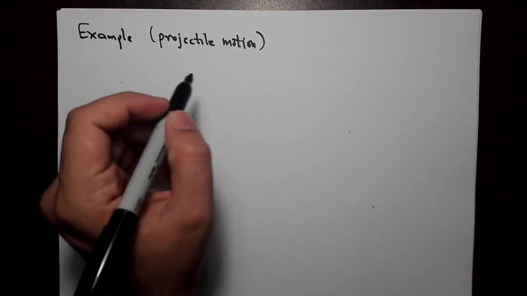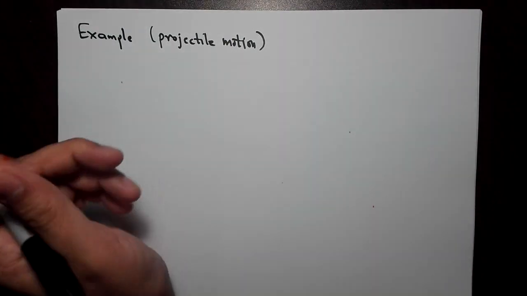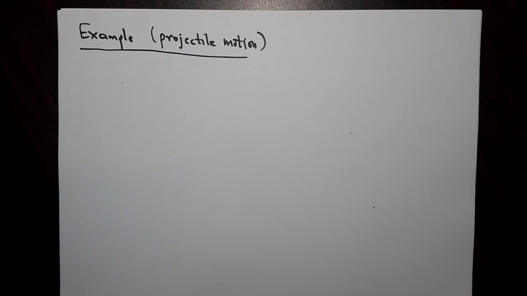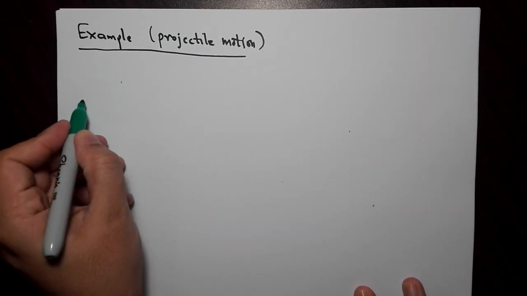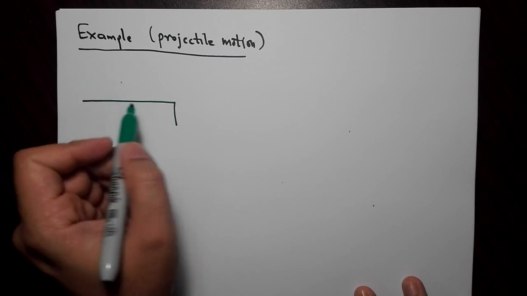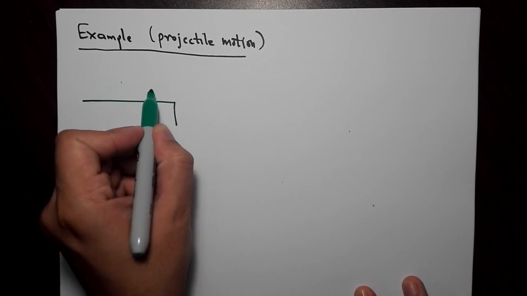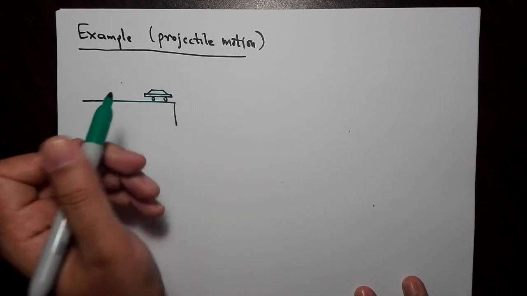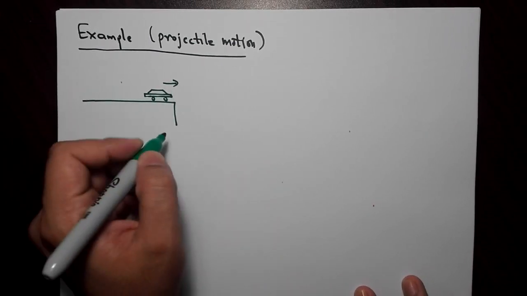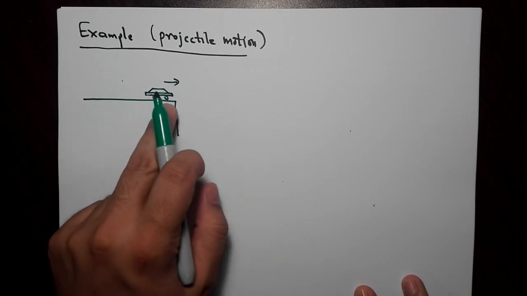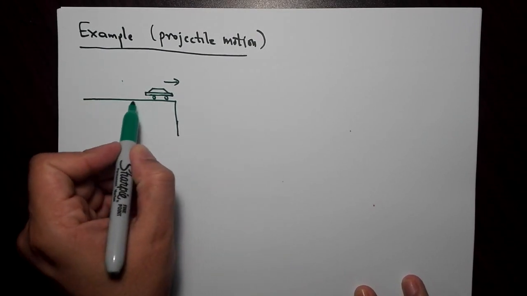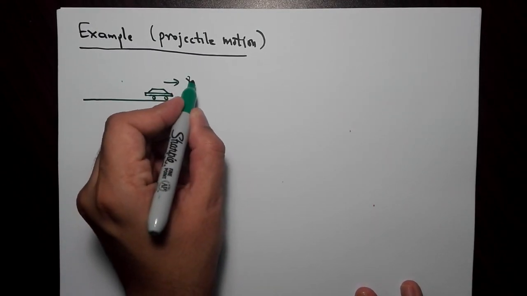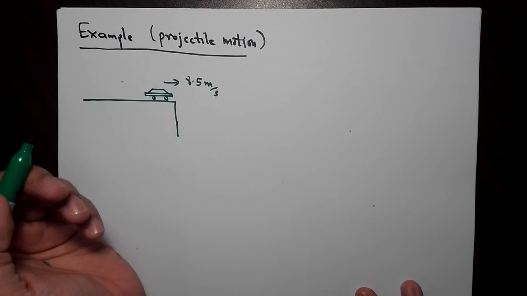So let's work out an example on projectile motion. In this example, we have someone, let's say, a car jumping off a cliff. You don't want to try this at home, okay? But this is just an example. So let's say that the car drives off the cliff at a velocity of 8.5 meters per second.